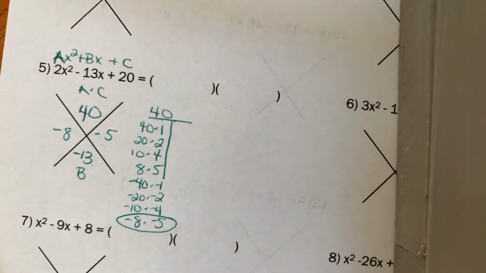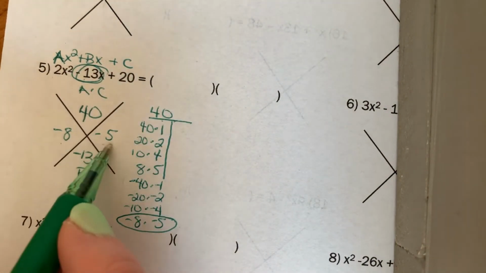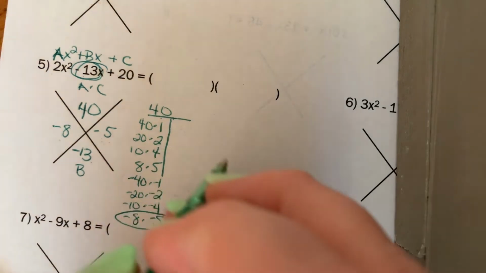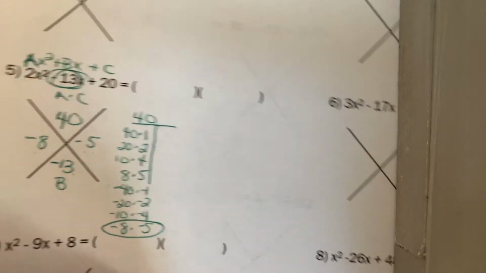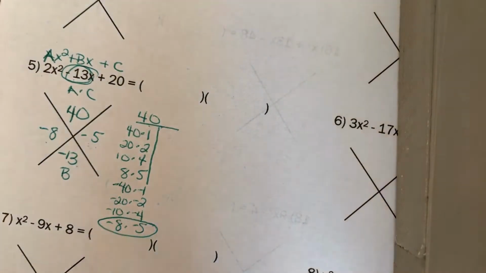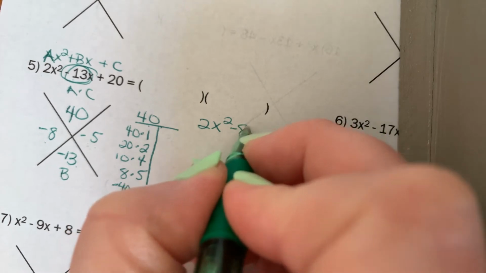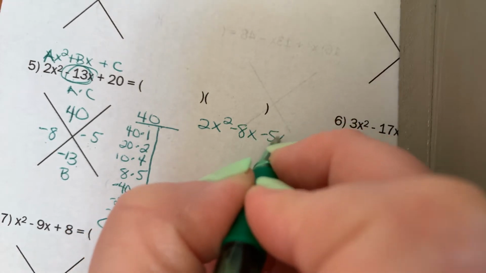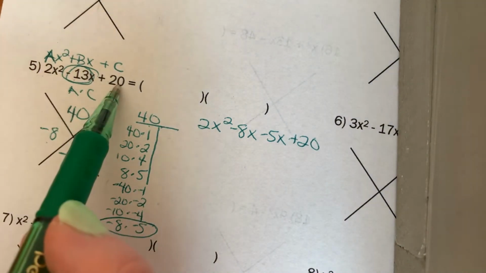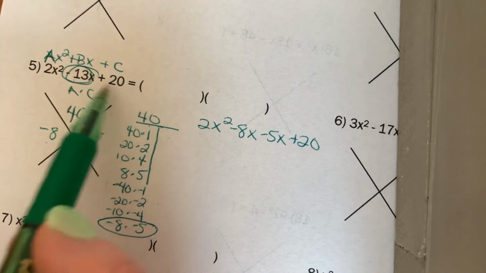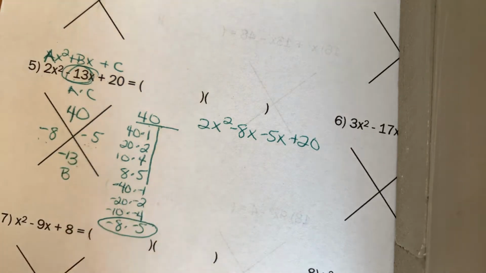So I'm going to replace my B value. So our B value was this negative 13 with my two new numbers. Again, it doesn't matter which order that you put them in, whichever way you want to do it. So 2x squared minus 8x minus 5x plus 20. So I rewrote this expression, but I exchanged the negative 13x for the negative 8x and the negative 5x.